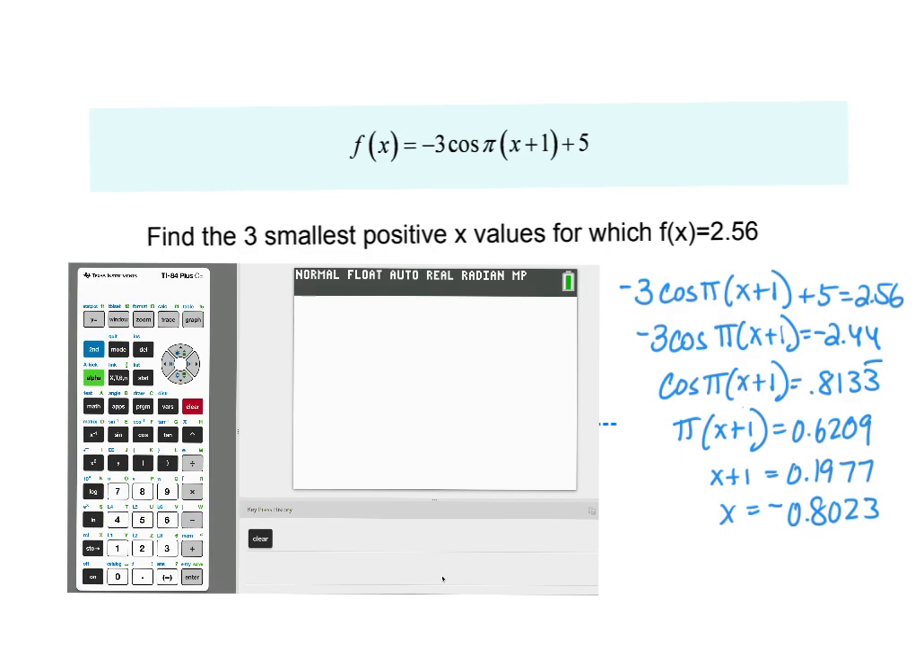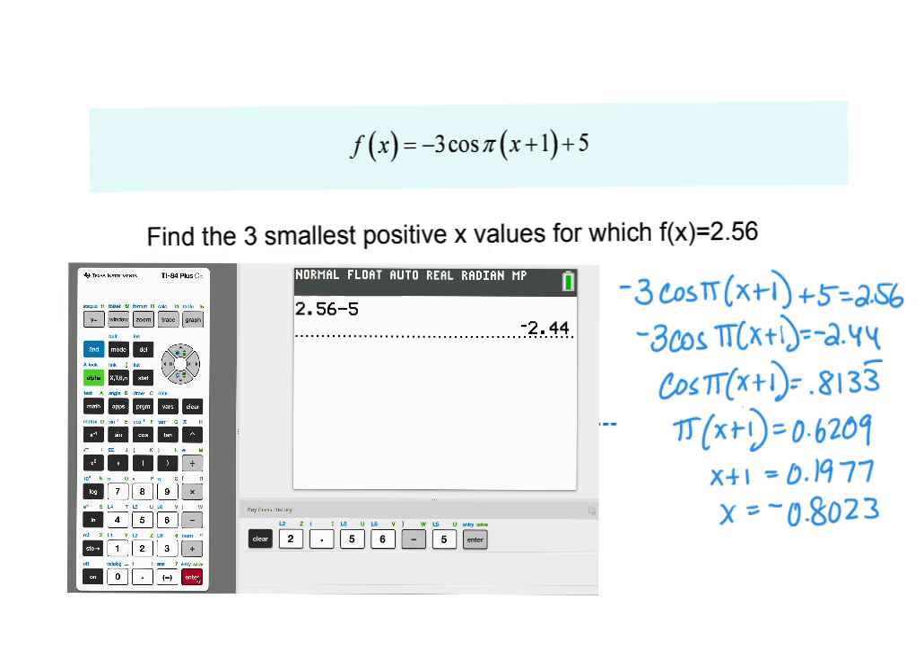This equation, I set my function equal to 2.56. In my calculator, I put the 2.56. I have to subtract 5 from both sides. So subtract 5 from both sides, and you'll notice I need to write down every step as I go, because if I make a mistake, I want to know where it is. So now I should have minus 3 cosine of pi times the quantity x plus 1 equals negative 2.44.